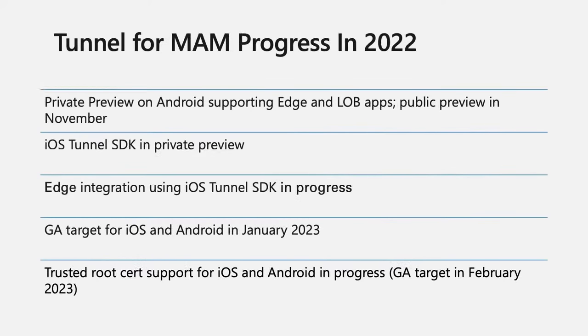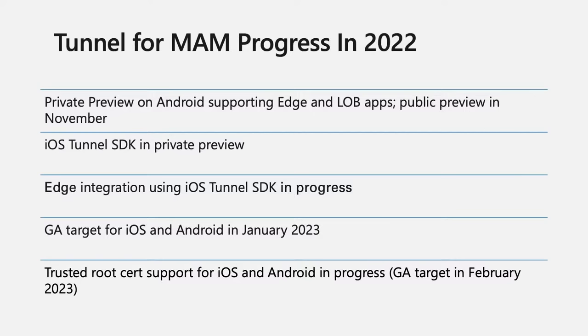So we made a lot of progress in 2022 for MAM Tunnel. So we're in the middle of a private preview on Android, supporting Edge and line of business app support. And we're planning to have a public preview of the Android integration in November for everyone. We're also in the process of doing an iOS Tunnel SDK private preview right now with a couple of customers. And so we're making really good progress on that and getting good feedback from those customers.